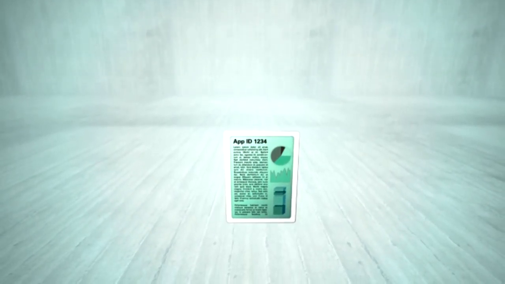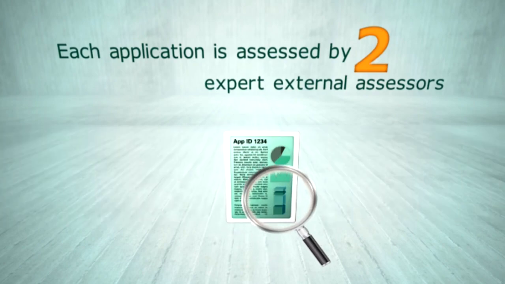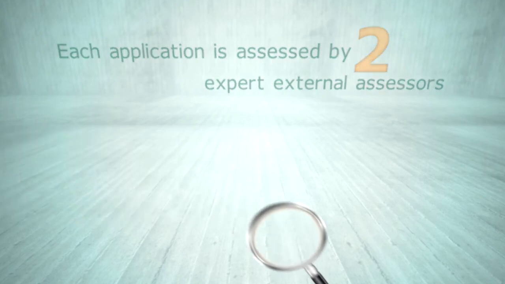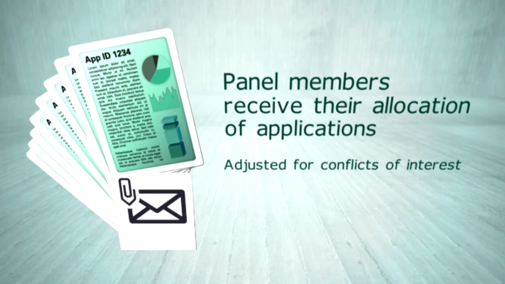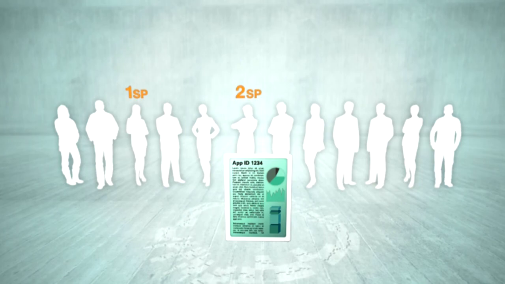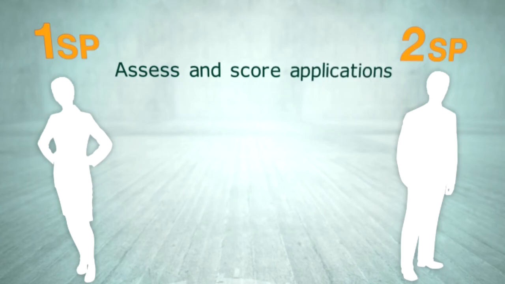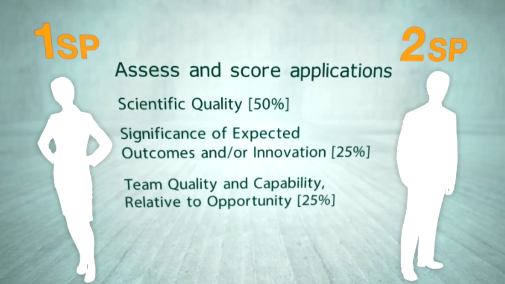After applications have been received in March, NHMRC's Assigners Academy members begin their task of identifying 2 expert external assessors to provide independent assessor reports for each application. Meanwhile, panel members receive their allocation of applications adjusted for conflicts of interest. A primary and secondary spokesperson will have been selected for each application. Their role is to assess the applications, write a report, and score them across 3 criteria: scientific quality, weighted 50%, significance of the expected outcomes and/or innovation of the concept, weighted 25%, and team quality and capability, relative to opportunity, weighted 25%.